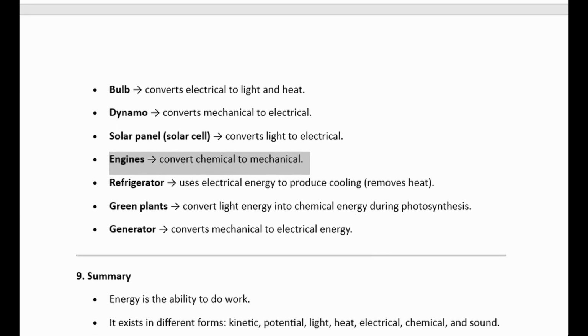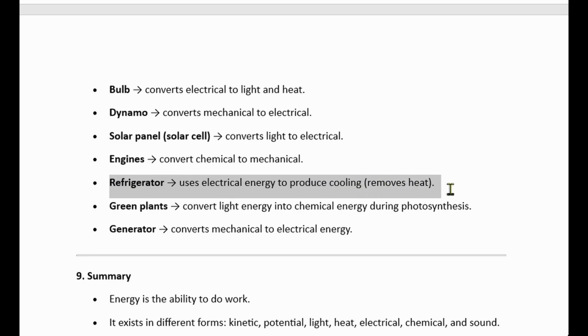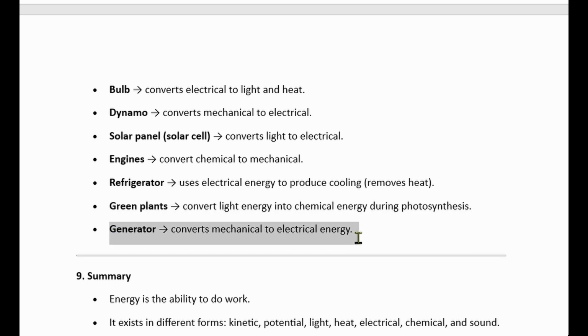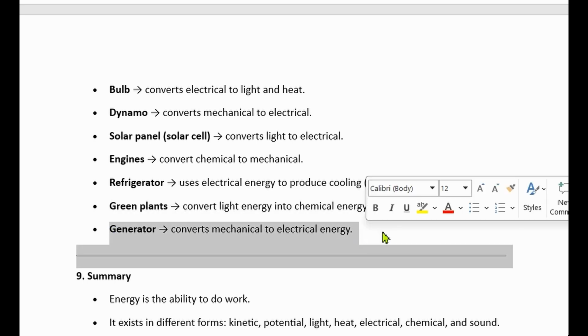Then a refrigerator is an example of an energy converter because it uses electrical energy to produce cooling, which means it removes heat. The green plants are also energy converters because they convert light into chemical energy during photosynthesis. We also have generators. They convert mechanical into electrical energy.